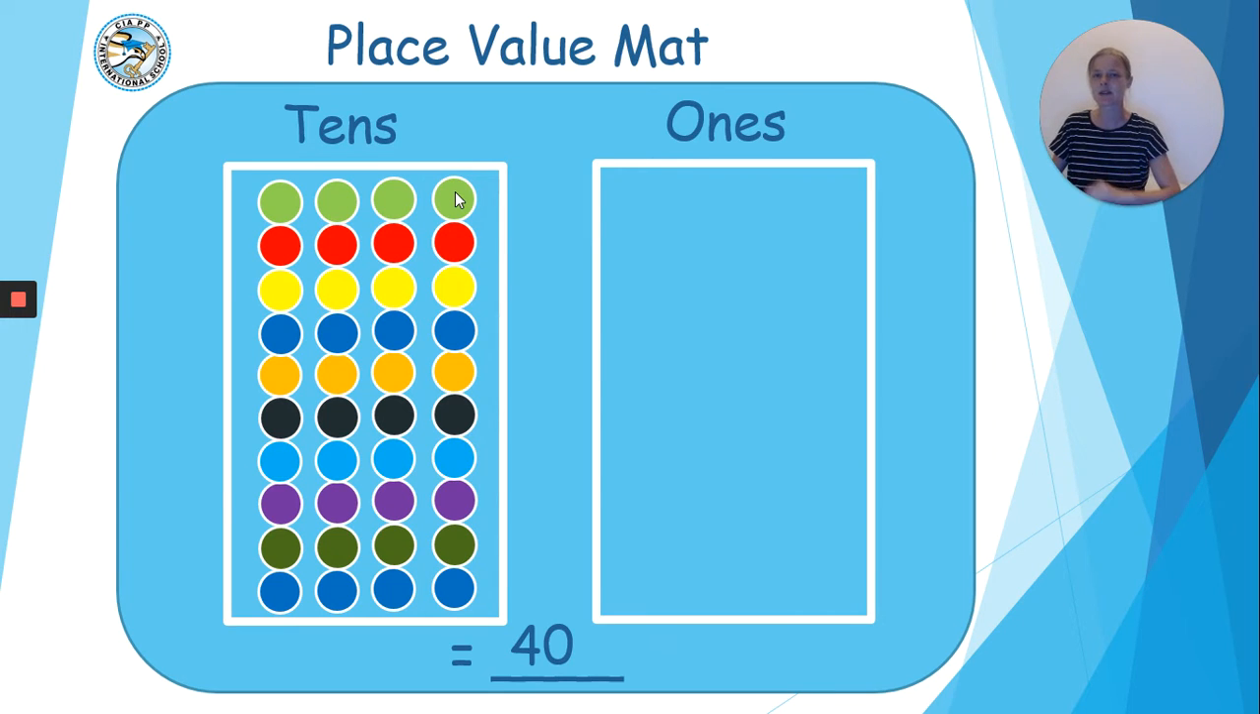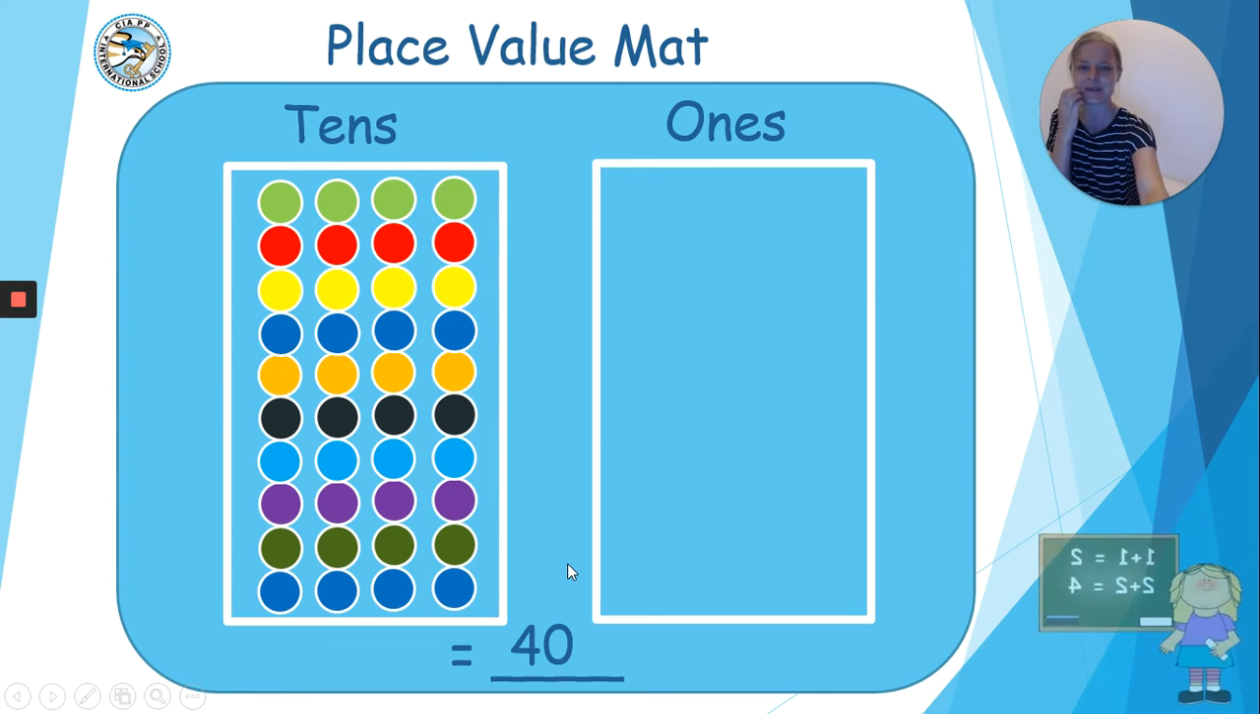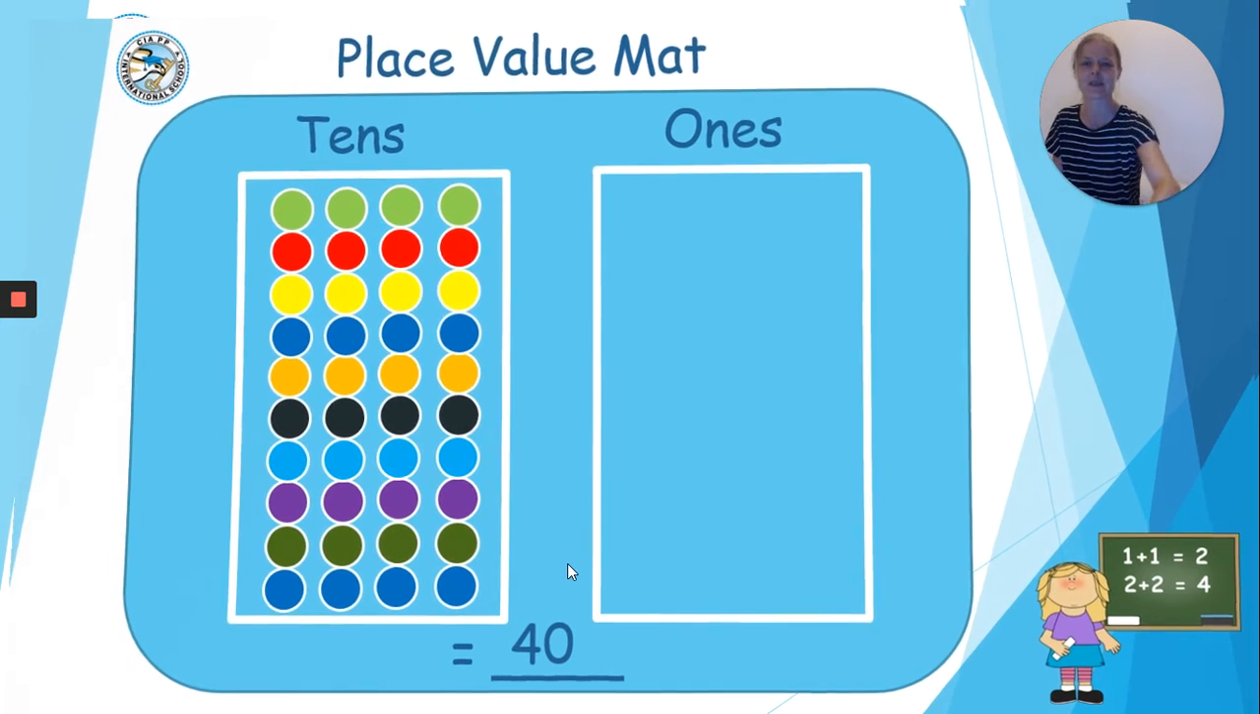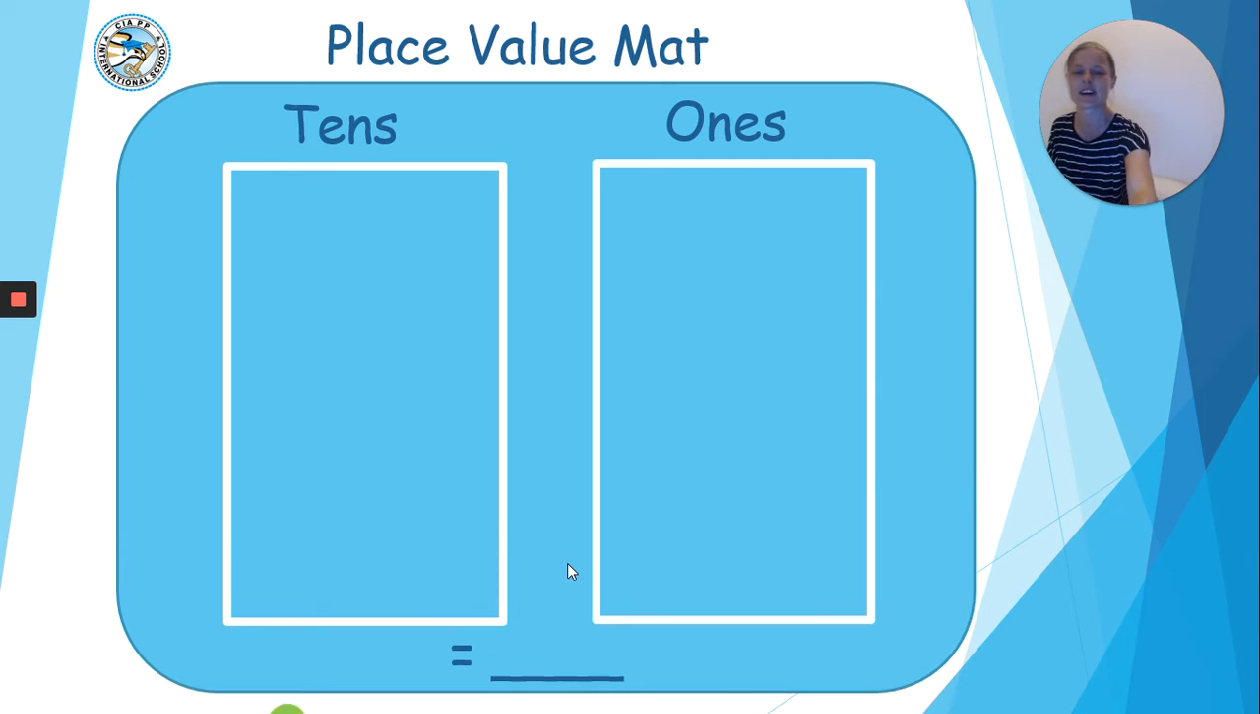You've been practicing counting in tens. So let's think. Let's count in tens and see if we can find this number. 10, 20, 30, 40. Did we get the right number? Yes, we did. Well done, everybody. Very good job. You're very good at this one, so let's try one more.